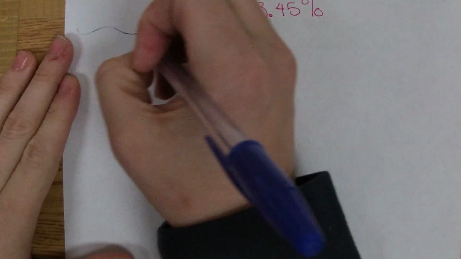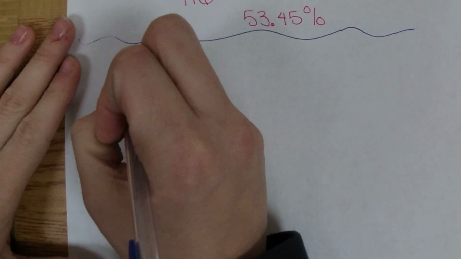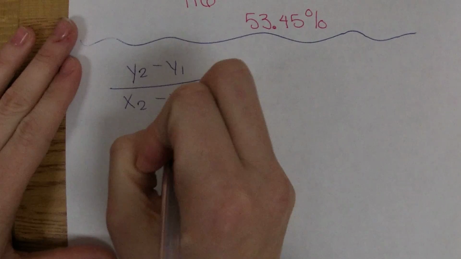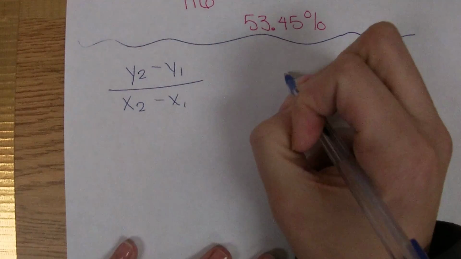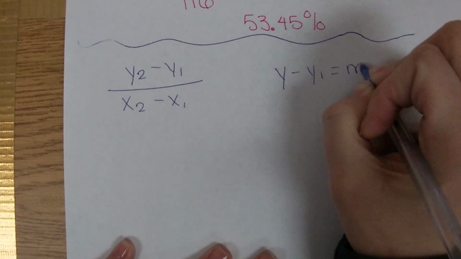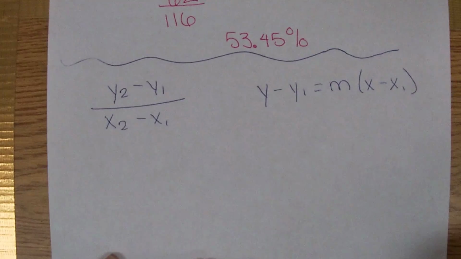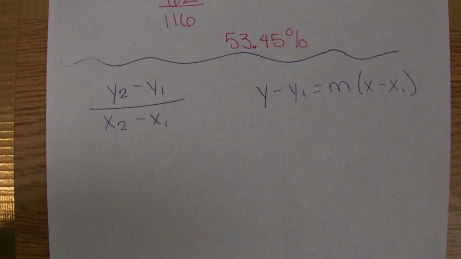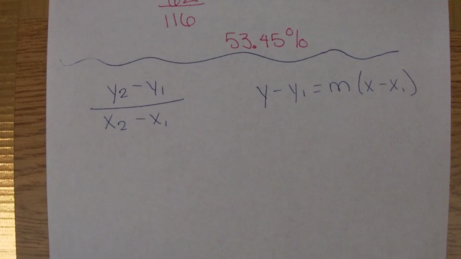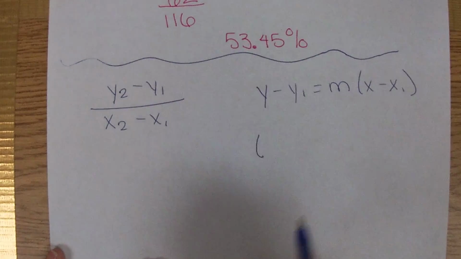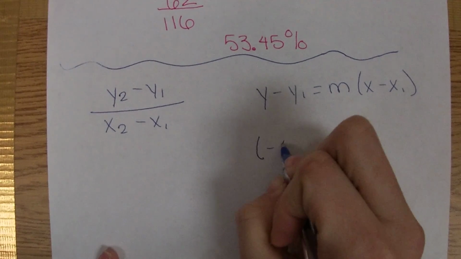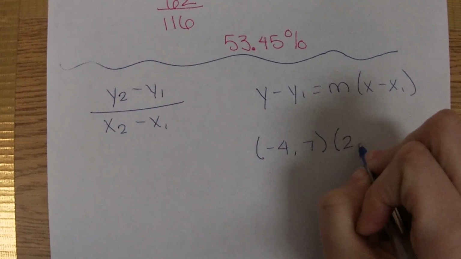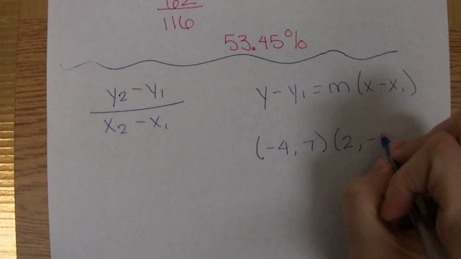To make sure we remember our formulas, our slope formula is y2 minus y1 over x2 minus x1. And then we will also need our point slope formula, y minus y sub 1 equals m times x minus x sub 1. So let's say we want to write the equation of the line between the points (-4, 7) and (2, -1).